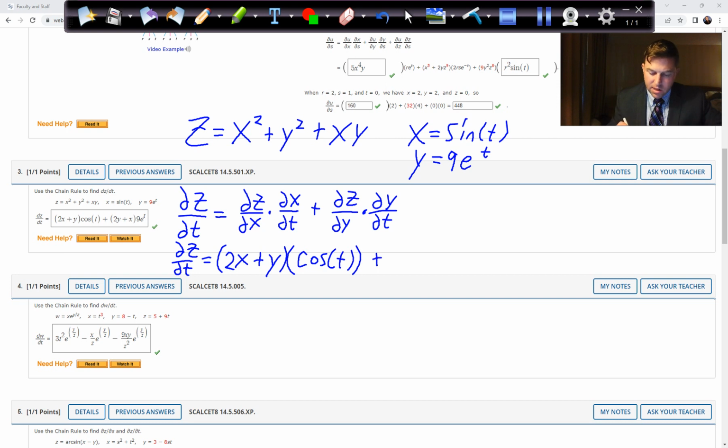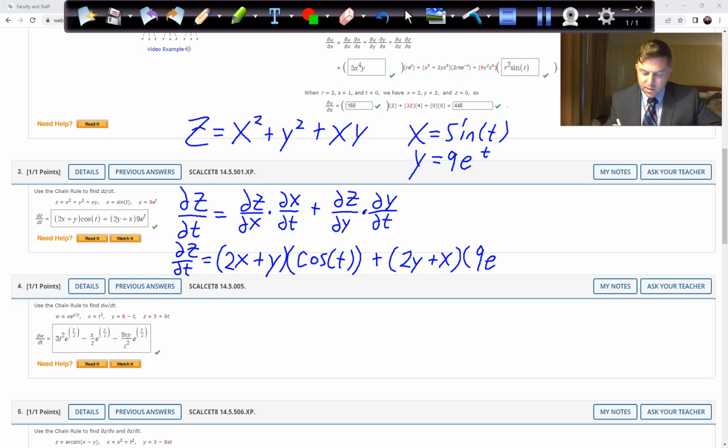Then plus dz dy. Now x squared would go away and y squared would become 2y, and plus xy, the derivative of that would be x, times dy dt. The derivative of 9e^t is 9e^t, so it doesn't change. And I guess that's it. So I just took all that and typed it in, and that is the derivative of z with respect to t. Okay, problem 3.